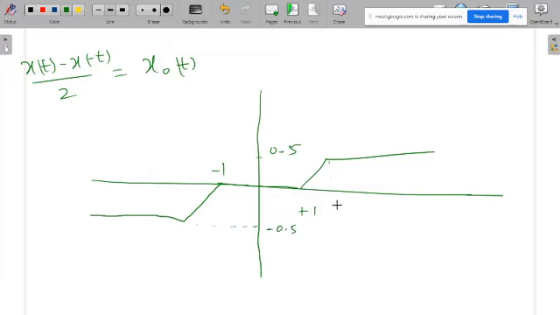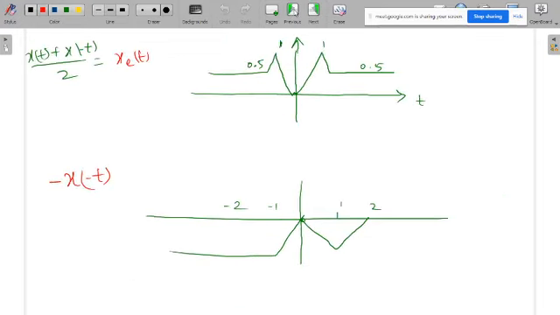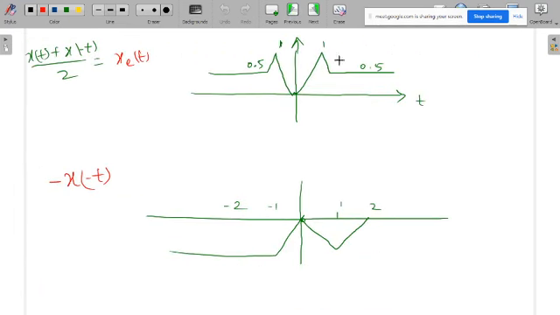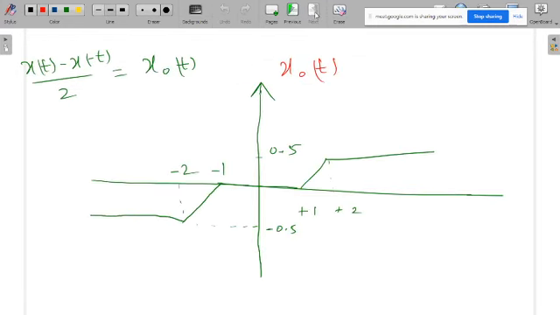What is this value? This is plus 2. What is this value? This is minus 2. Okay, now this is the final odd component of the signal. So now you have the odd component of the signal and also the even component of the signal. Okay, so this is the even component of the signal, I'm naming it as 1. This is the odd component of the signal.